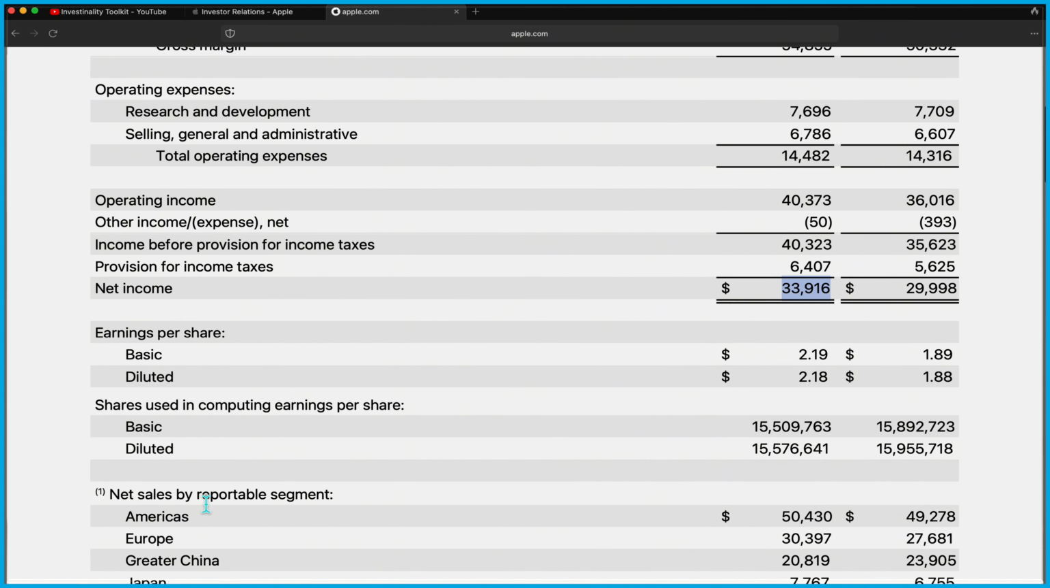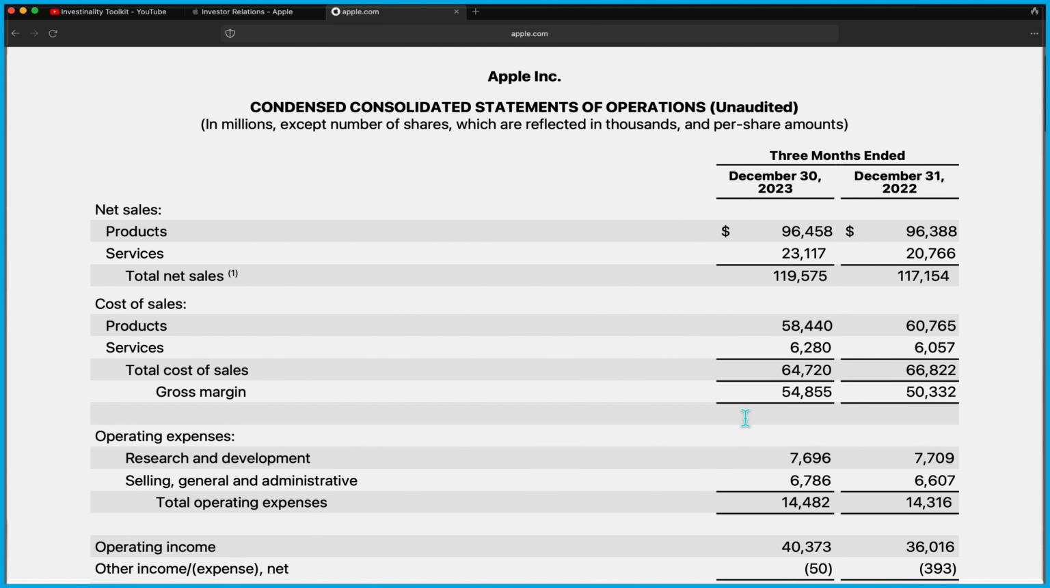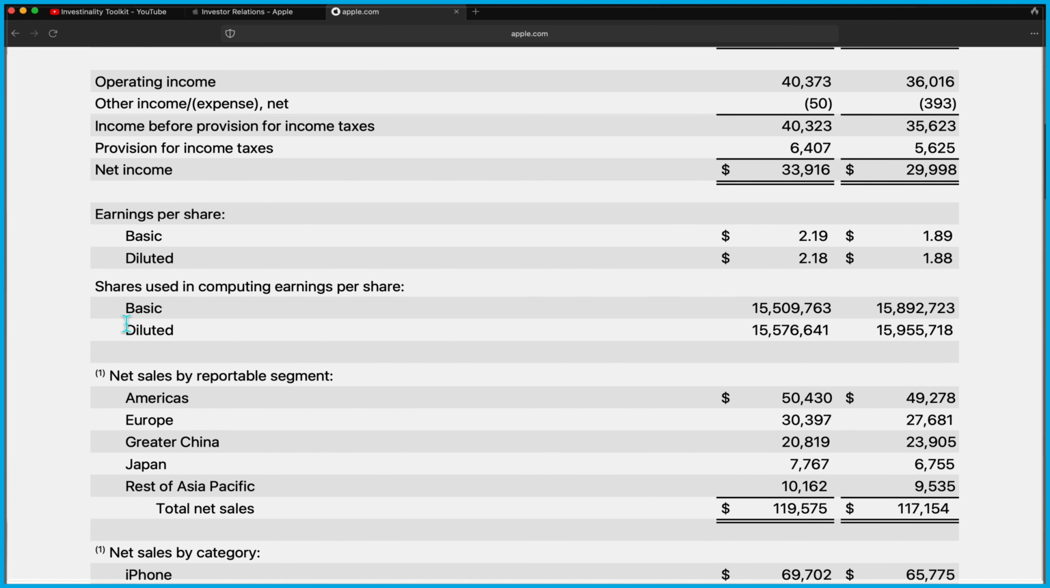Now, the number of shares that we're going to be using is actually right below the EPS. Here we have shares used in computing earnings per share. So the basic number of shares are going to be 15,509,763, and we can tell that this is going to be in thousands. Here we can see that except number of shares, which are reflected in thousands. We also have the diluted number of shares, which is going to be 15,576,641 thousands of shares. So now that we have these values, let's walk back to the calculation of Apple's EPS. So we know that we should be getting 2.19 and 2.18.